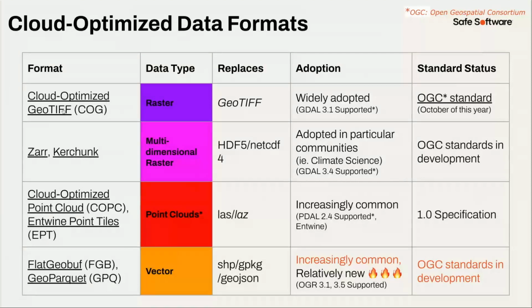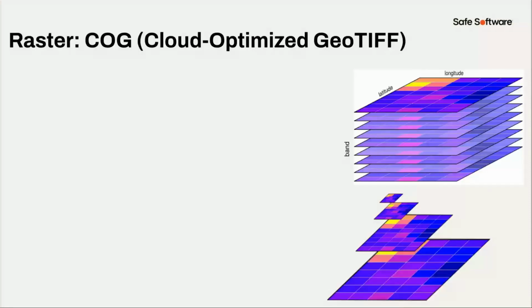But they have a replacement for a more traditional format. So the Cloud-Optimized GeoTIFF replaces the GeoTIFF. ZARR and Kerchunk are replacing NetCDF or HDF5. Cloud-Optimized point clouds are replacing LAS files. And then GeoParquet and FlatGeobuf are replacing shapefiles, GeoPackage, and GeoJSON. And they all have some form of standard, either in the process or an already established open geospatial OGC standard. And so there is a lot of support around all of these cloud optimized formats.